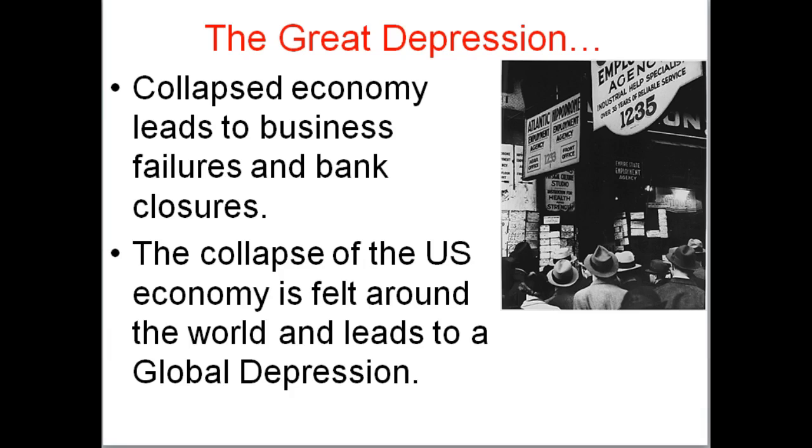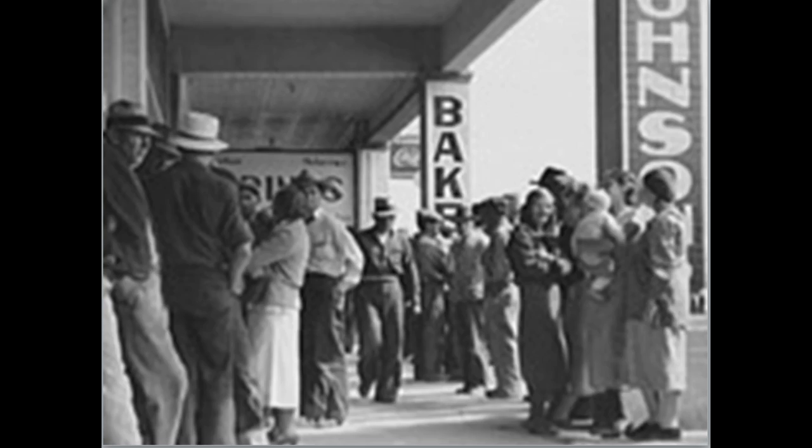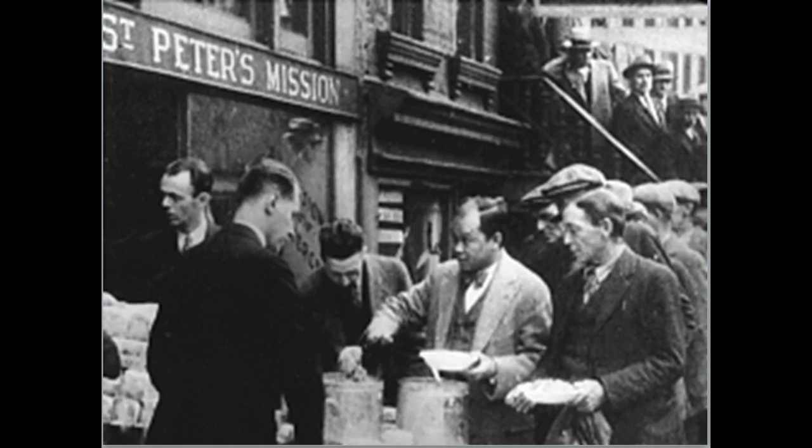The collapse of the economy is felt around the world, especially in Germany, and leads to the Great Depression. We end up seeing migrant parents who are forced to move. This is a very famous photograph from the U.S. Great Depression. People are forced to sell their houses because they can't pay their mortgages, and so everything must be sold as they end up living on the road and trying to move wherever they think they can find a job.